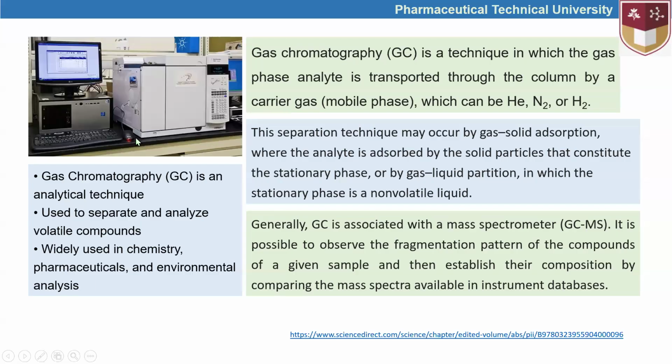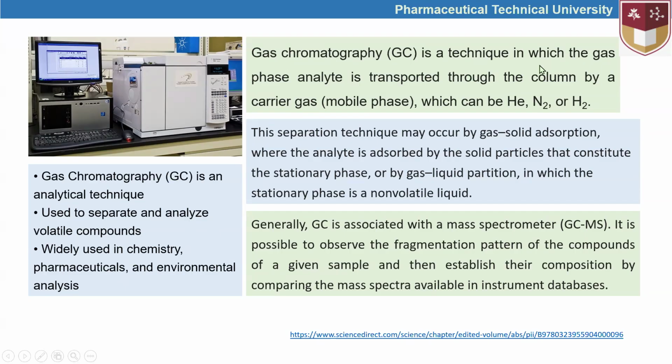Here we go. Gas chromatographs have this kind of shape, linked to a monitor and computer processing part. It is an analytical technique that is used to separate and analyze volatile compounds. Because of this, it is widely used in chemistry, industry, pharmaceutics, environmental analysis, food chemistry, and other branches of research and application.